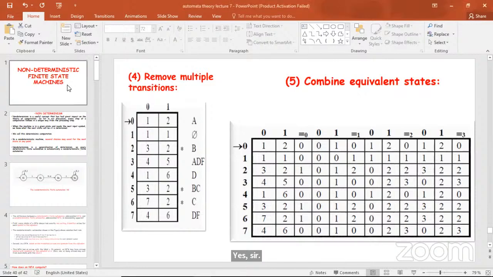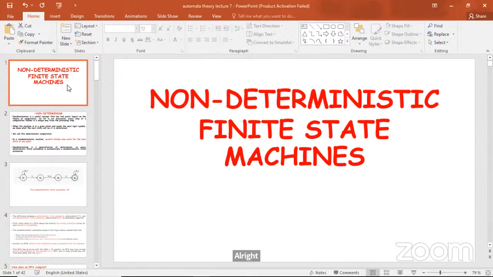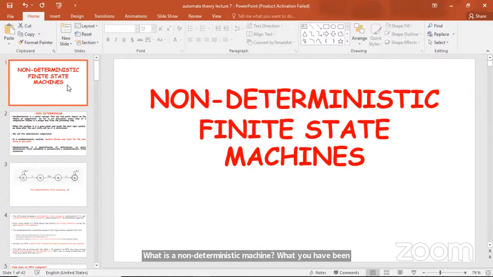All right. So we want to look at non-deterministic finite state machines, right? So we want to see what is a non-deterministic machine? What we have been dealing with so far are deterministic finite state machines. That means you could predict where it will go from one point to the other.